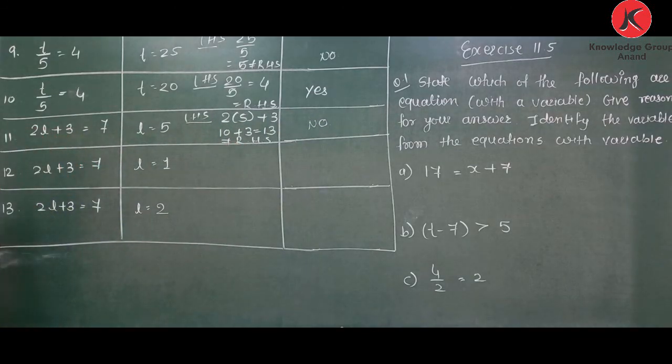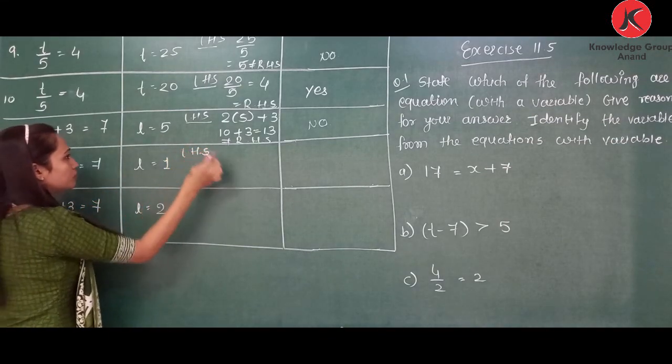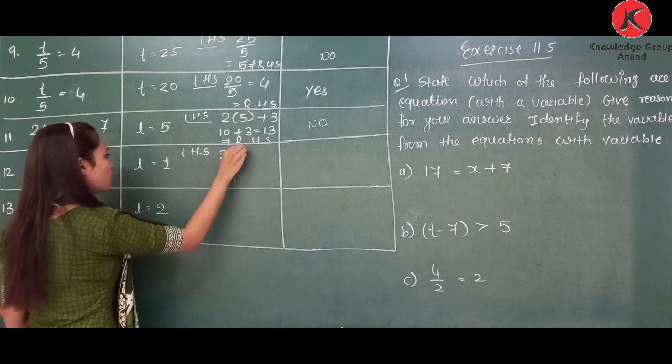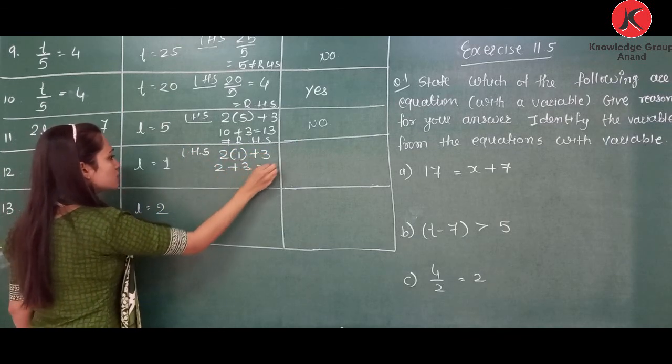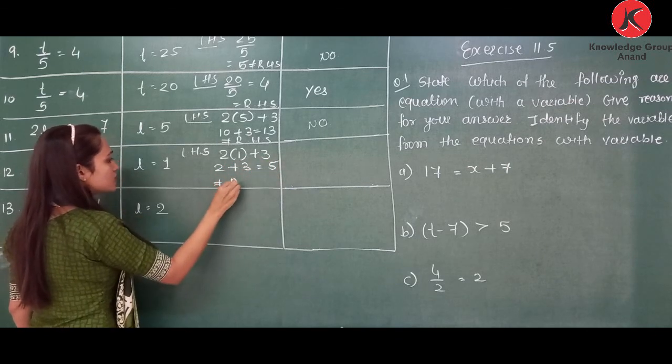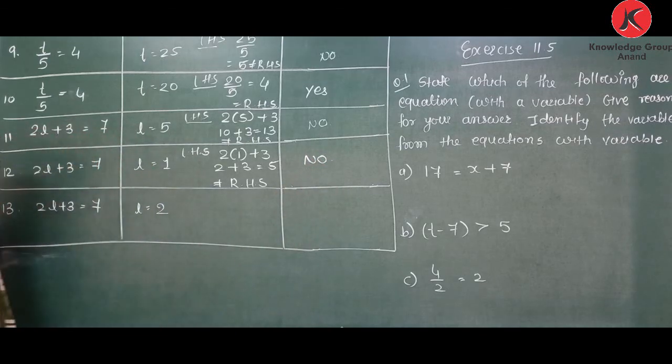of the equation. 2n plus 3 is equal to 7 and n is 1 given. So let's check whether it is a solution or not. 2 multiply 1 plus 3. So it is 2 plus 3, that is 5. Not equal to right hand side. So not a solution of the equation.